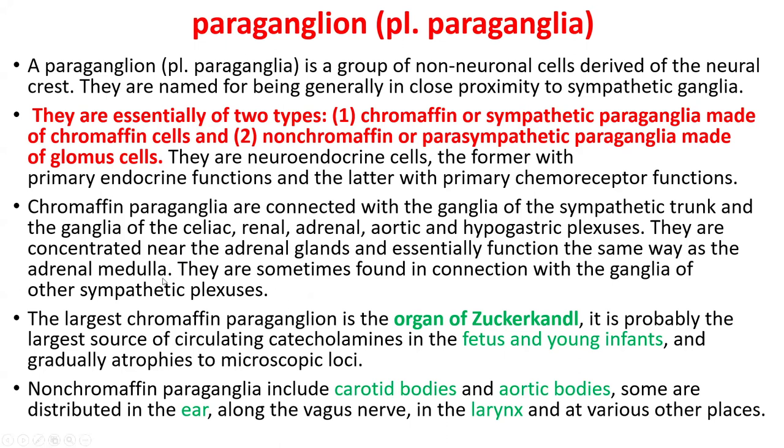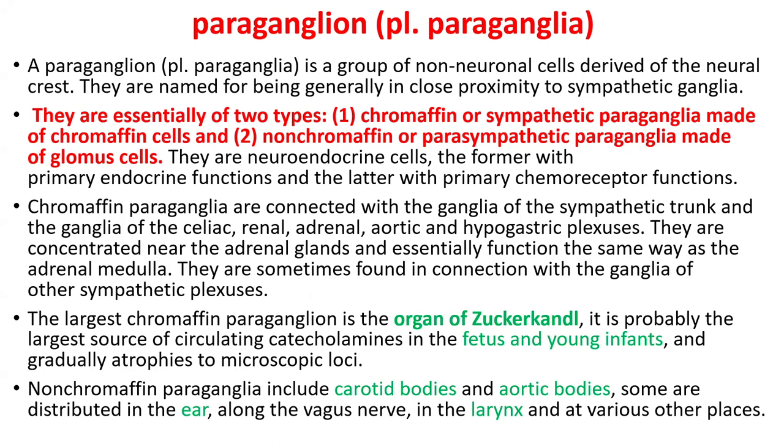So it is important to know that if there is damage of the medulla, the medulla of the adrenal gland is not the only source that is producing catecholamine, but those chromaffin paraganglia or the sympathetic paraganglia are also a source for the production of these catecholamines. The largest chromaffin paraganglion is the organ of Zuckerkandl.